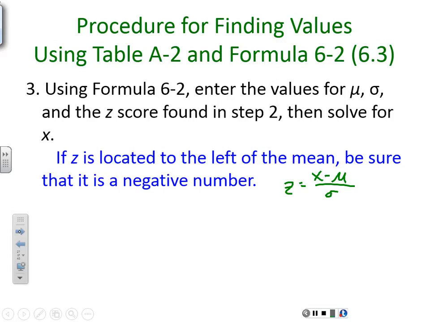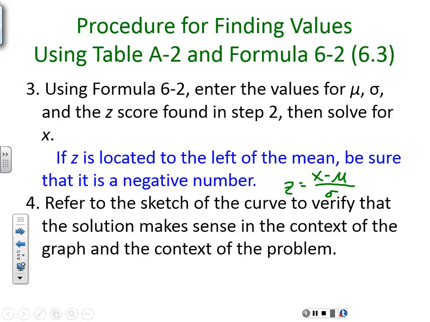You should know that if z is located to the left of the mean, you should have a negative number when you come out with your answer for your z-score. But then as you solve it, you may or may not get a negative number for your x. Refer to the sketch of the curve to verify that your solution makes sense in the context of the graph and the context of the problem.